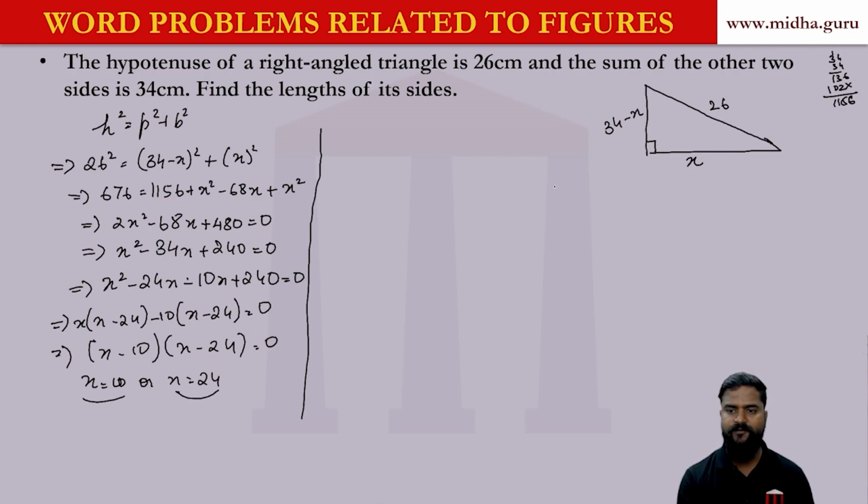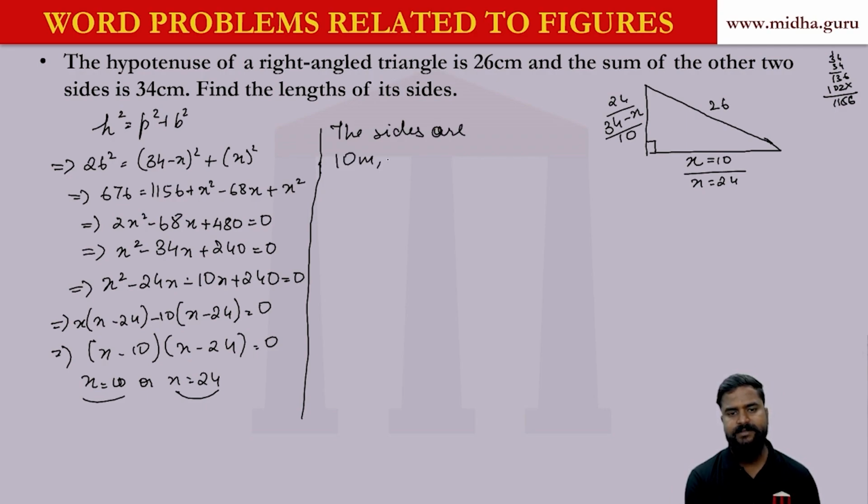But if we take x to be 10, the other side becomes 24. Or if we take x as 24, 34 minus 24 becomes 10. And since we know that the orientation of a right triangle can change, that is, the perpendicular can be the base and the base can be the perpendicular, we see that this answer makes a lot of sense. So we'll say the sides are 10 centimeters, 24 centimeters and 26 centimeters. Okay, let's see the next example question.